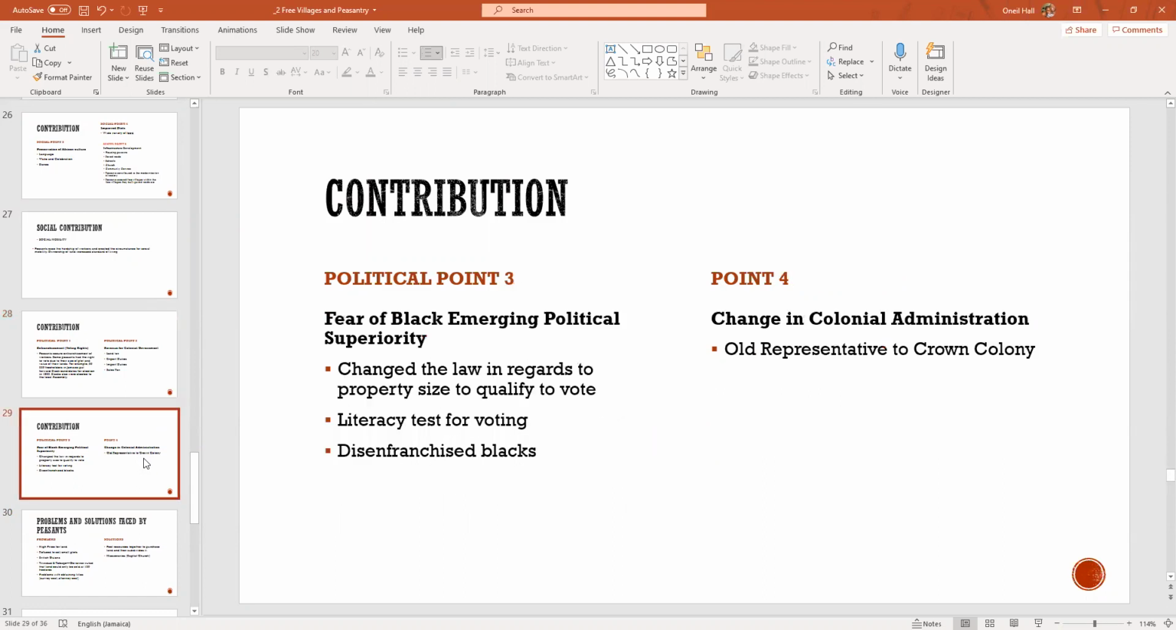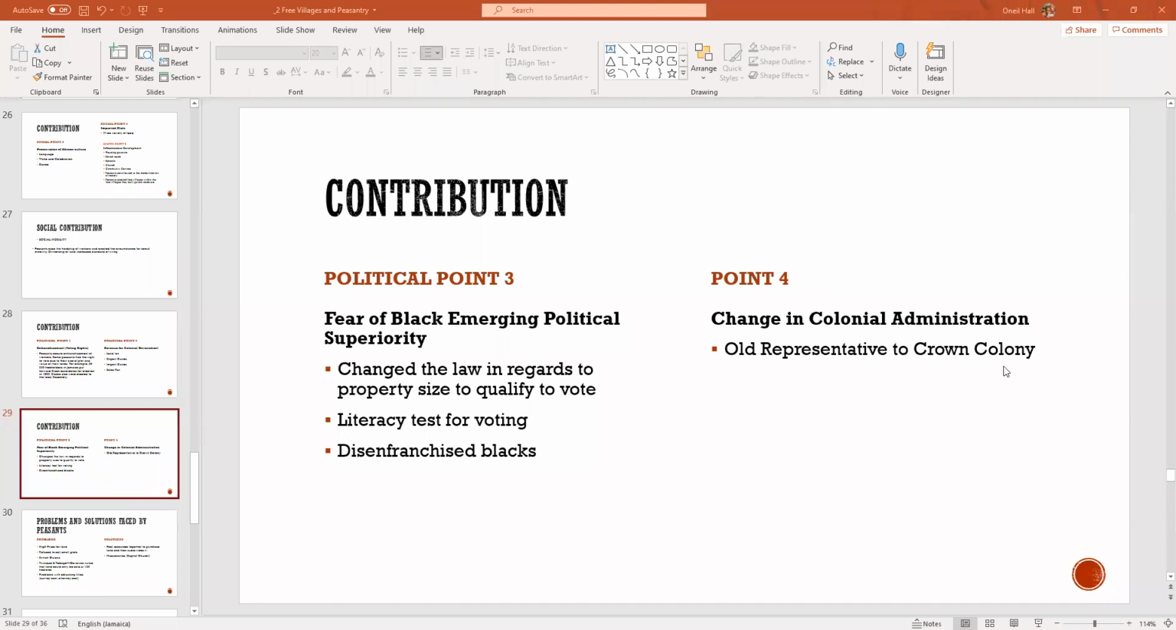So what they're going to do now is change the law to increase the property size which qualifies you to vote. And they're going to add another thing, a literacy test. So you could not vote without a literacy test. And so this disenfranchised blacks, it took away their voting rights and right to be elected. So from the 1860s until 1944, blacks were not really allowed to vote.